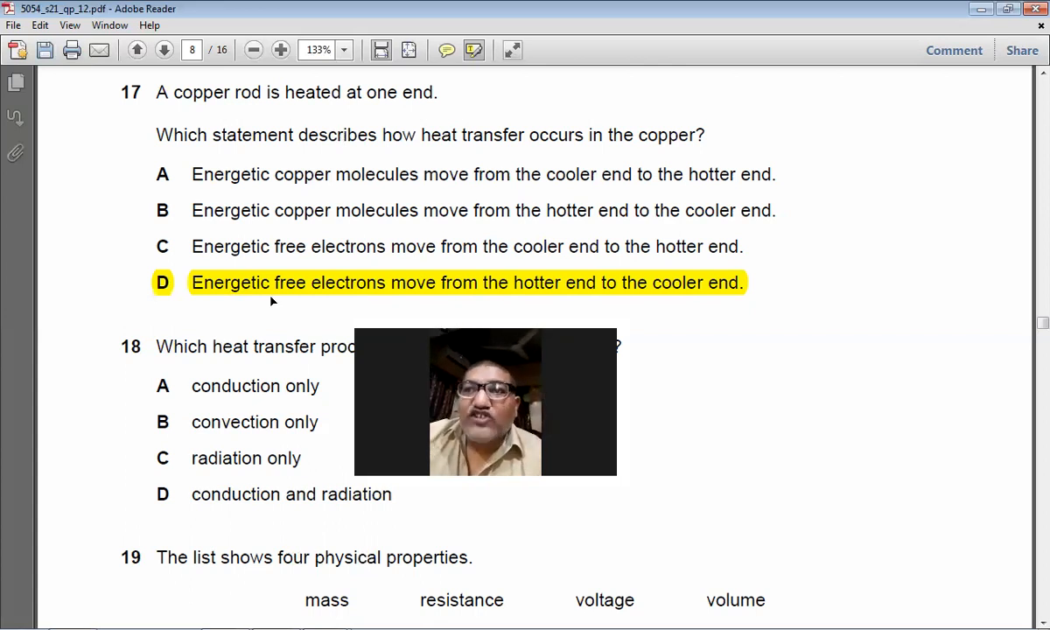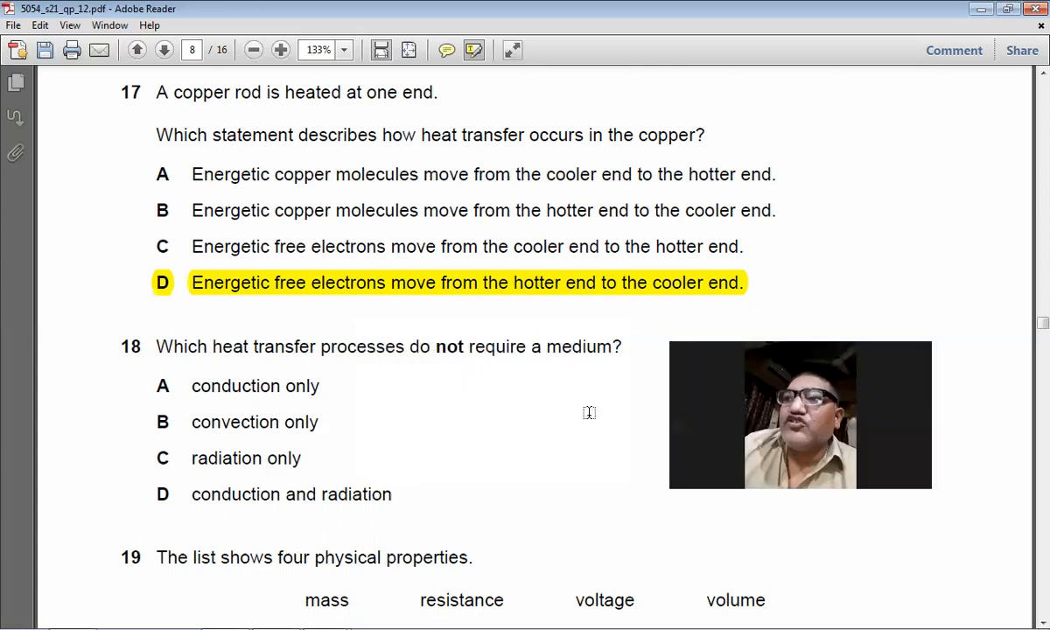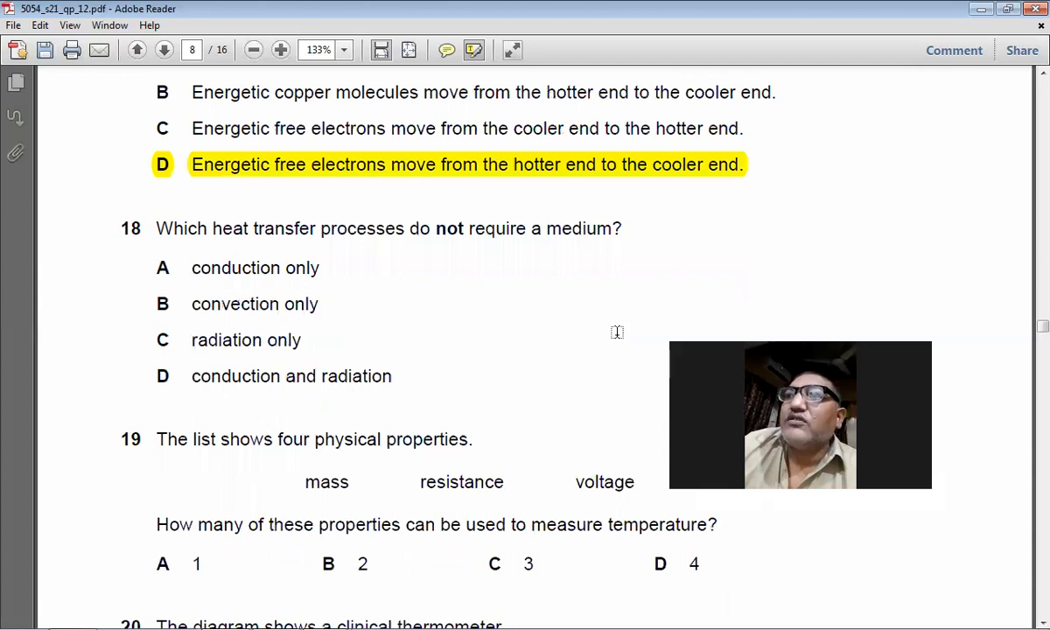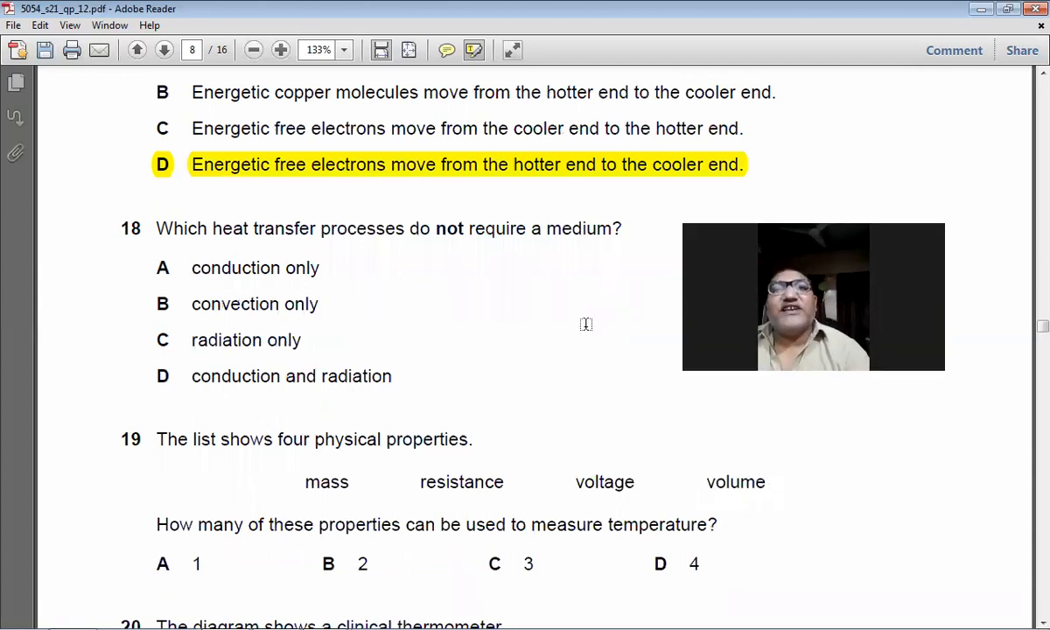Okay, so let's move to the next question. The next question is showing up on your screen. That is question number 18. He says, which heat transfer process does not require a medium?